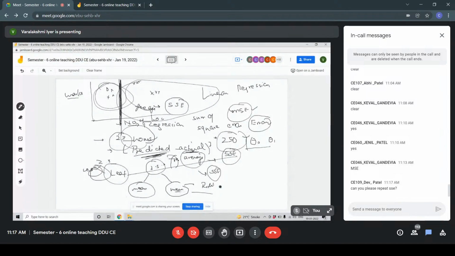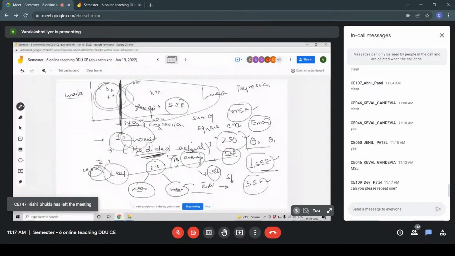Now for this, I'll estimate an SSE loss. I'll estimate the sum of the square error for this particular splitting point, and whichever splitting point gives the minimum sum of the square error, that will be considered as your splitting point to divide your data set.